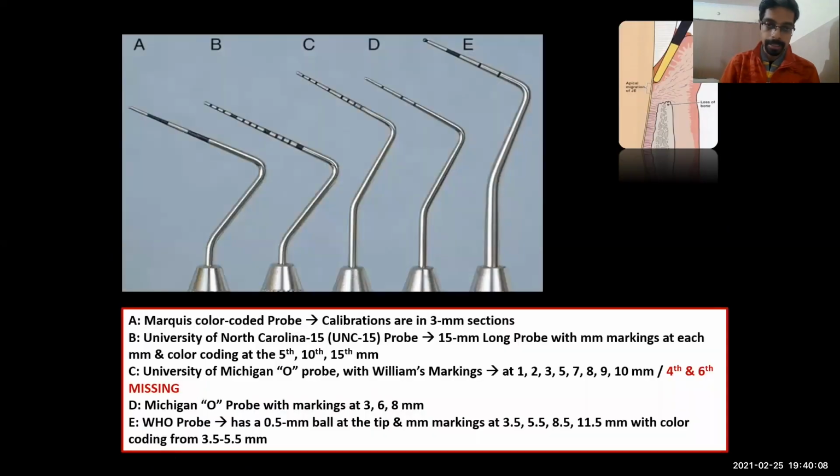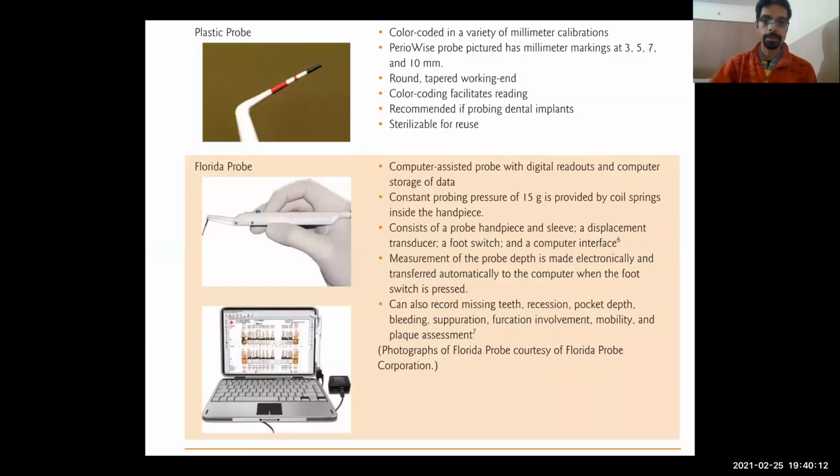Now the plastic probe. Previously what I have told, they are made up of metal. Now, this probe is plastic probe. Now why is the plastic used? It is basically used to probe against the implant surfaces, because when the metal probe is used, there are chances of getting scratched. The instrument can scratch the implant surface. So to prevent this, the plastic probe is used.